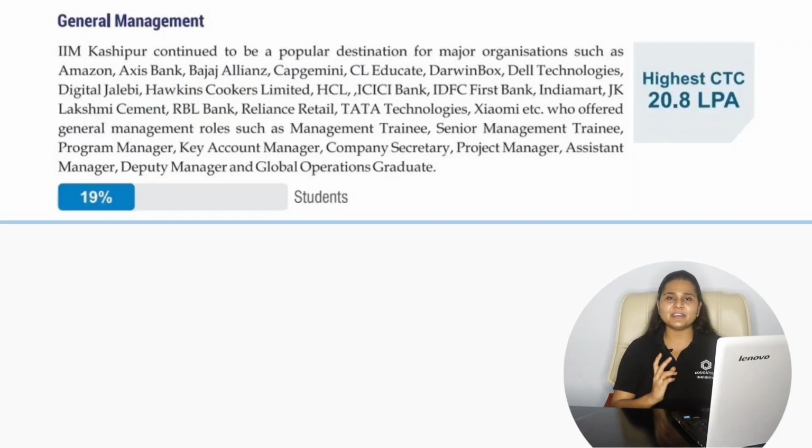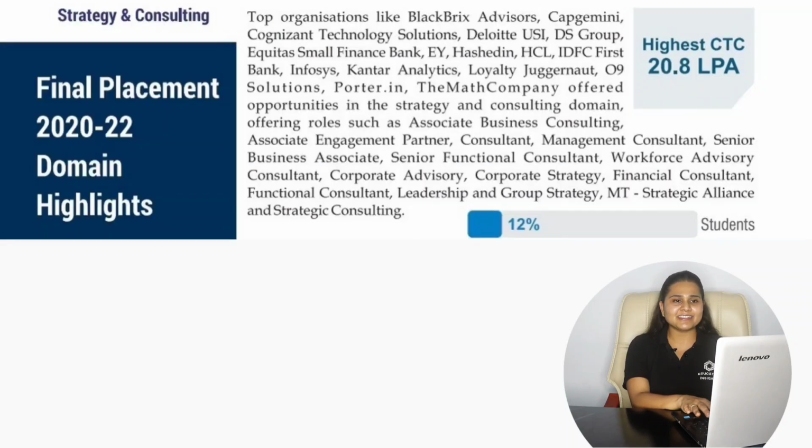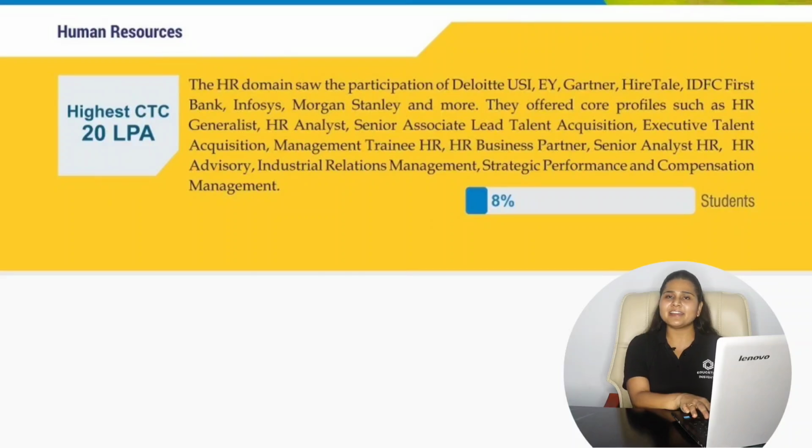For general management, 20.8 lakhs per annum. For operations, 27.3 lakhs per annum. Then for strategy and consulting, 20.8 lakhs per annum. And for human resources, 20 lakhs per annum. So this is all about the overall placements with the Indian Institute of Management Kashipur.